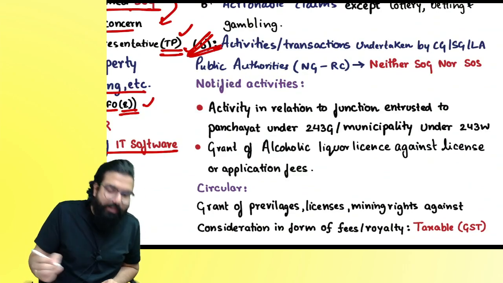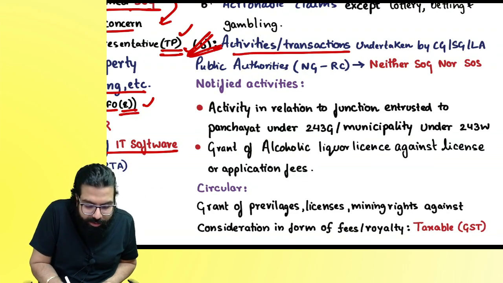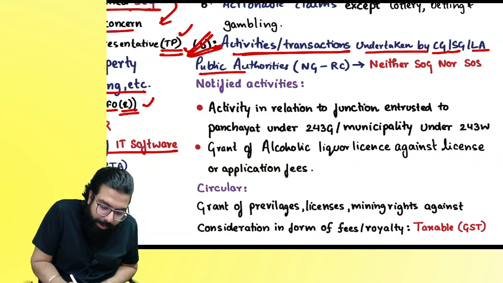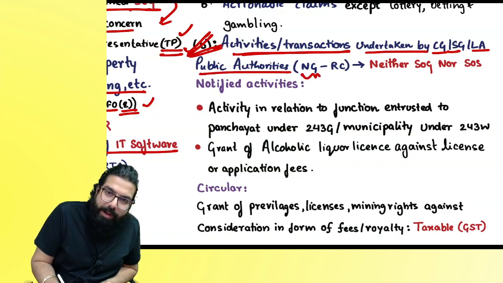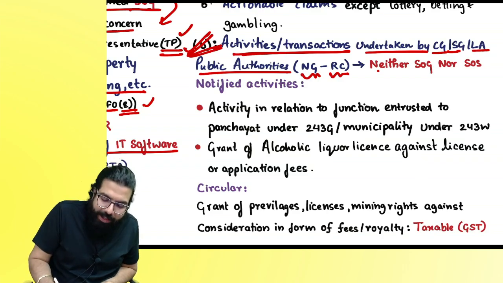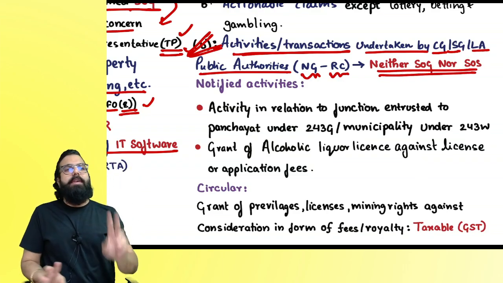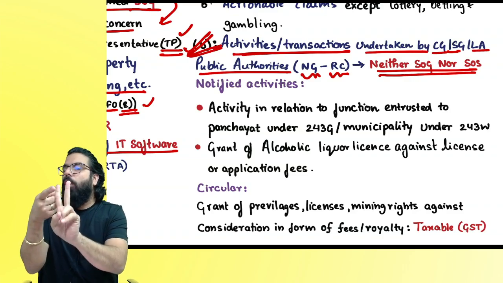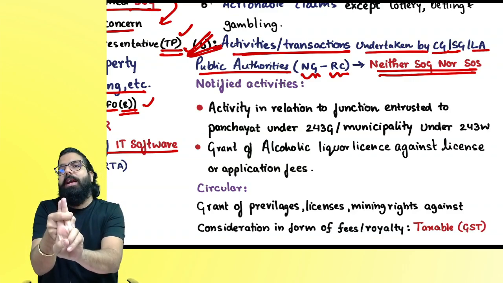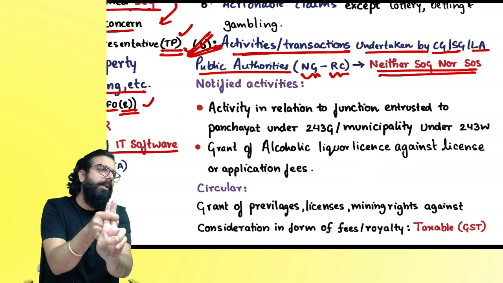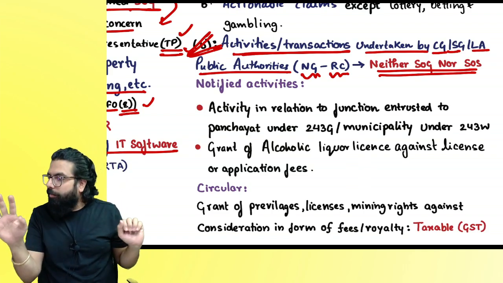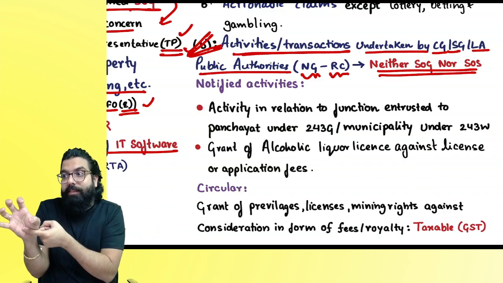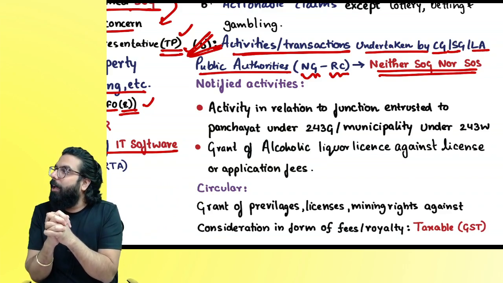Then section 7(2)(b) says there are some activities or transactions undertaken by the Central government, state government, local authority as a public authority. If those activities are notified by the government on the recommendation of the council, then also it is neither supply of goods nor supply of service. There are two activities. One is if a panchayat is doing a 243G activity or a municipality is doing a 243W activity, then also it is neither supply of goods nor supply of service. Second, the state government giving an alcoholic liquor license and taking license fees from you, then also it is neither supply of goods nor supply of service.